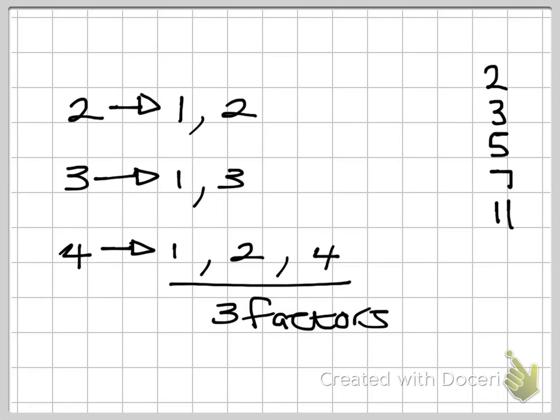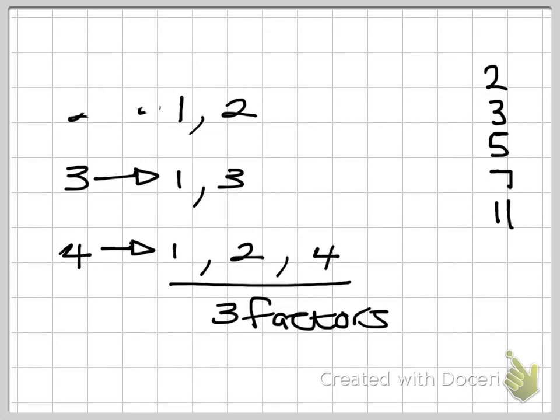Okay, so go again. 2 only has 2 factors. 2 times 1. 3 times 1, or 1 times 3 and 3 times 1, same thing. 4 only has 3 factors, which are 1, 2, and 4.